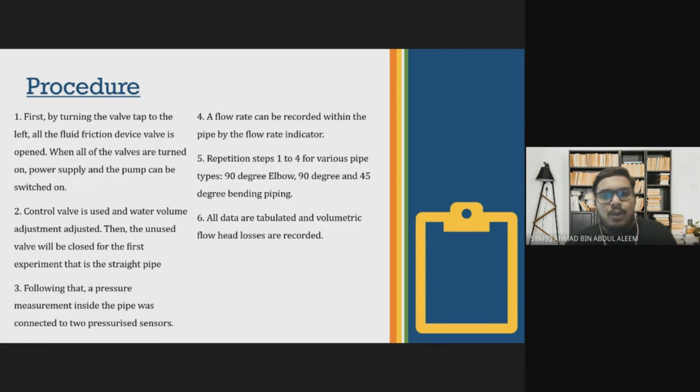Third, the pressure measurement inside the pipe is connected to the two pressure sensors. Fourth, the flow rate can be recorded within the pipe by the flow rate indicator. The fifth step would be repeating steps 1 to 4 for various pipe types, including the 90-degree elbow, 90-degree bend, and 45-degree bend piping. And the last step would be that all data are tabulated and volumetric flow and head losses are recorded.